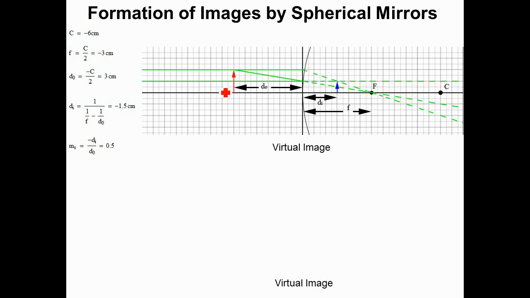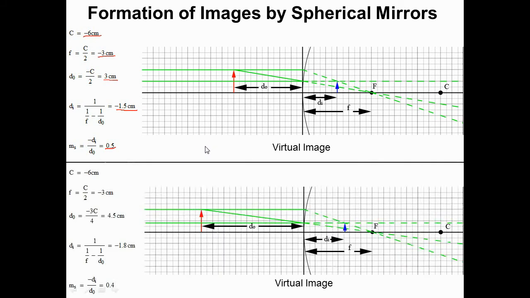Now, just to illustrate a point, here I keep extending my object out, so everything, center and focal point, are the same, -6, -3. I moved my object point out, and now I'm getting closer to the focal point. And now my magnification is a half.